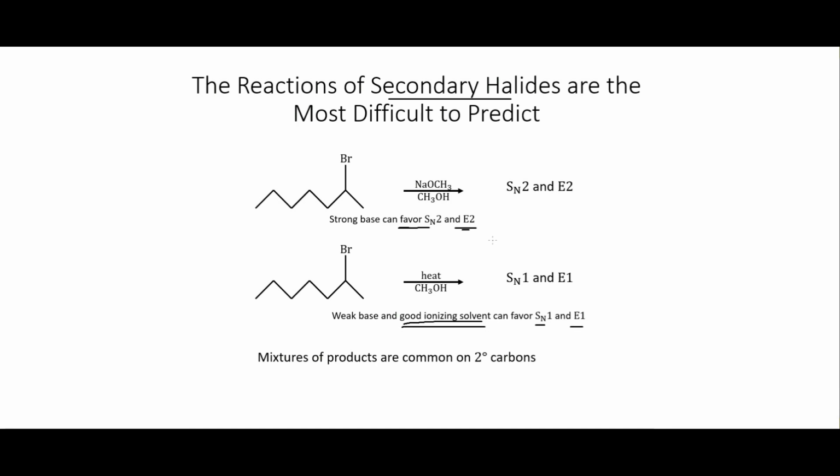But in both cases, so up here, we're going to get a pretty good mixture of both SN2 and E2, and down here we're going to get a mixture of both the SN1 and E1. So that's a bit harder to control whether you get the substitution or elimination when we're working on secondary carbons here.